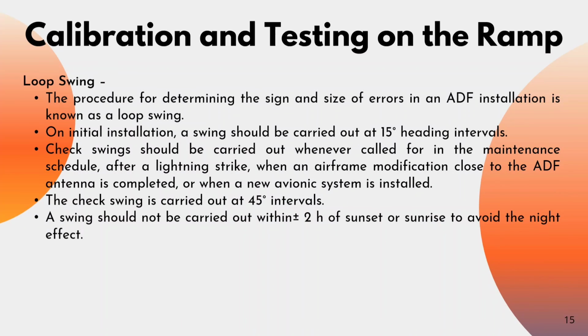A check swing should be carried out whenever called for in the maintenance schedule, after a lightning strike, when an airframe modification close to the ADF antenna is completed, or when a new avionics system is installed. The check swing is carried out at 45 degree intervals. A swing should not be carried out within plus or minus 2 hours of sunset or sunrise, to avoid night effect.